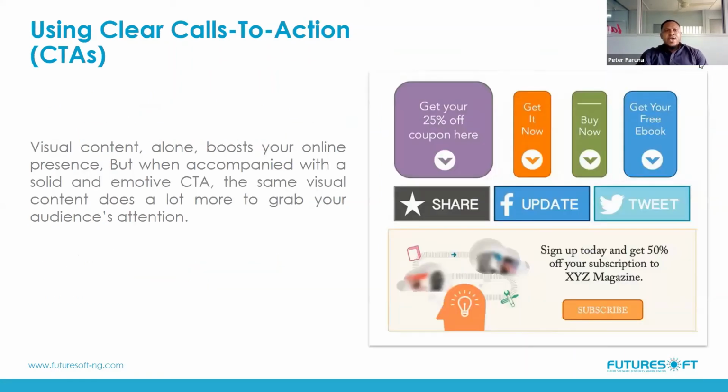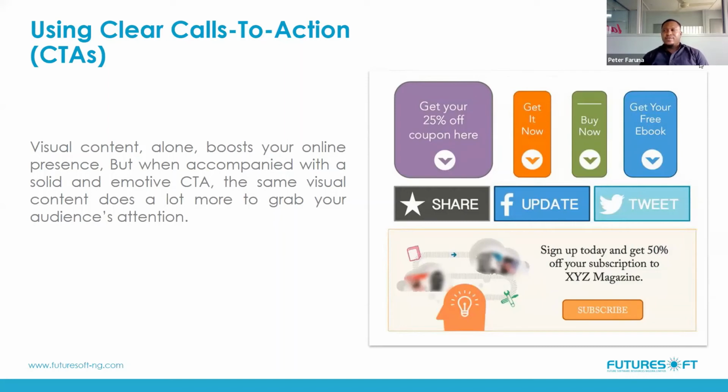And so the next one is using clear calls to action. Visual content alone boosts your online presence, but when it's accompanied with a solid and emotive CTA, which is call to action, the same visual content does a lot more to grab your audience's attention. So you have images, and I can just post an image and not really say anything under the image. I can just say, okay, get a taste of our healthy snack, but that's where it ends.